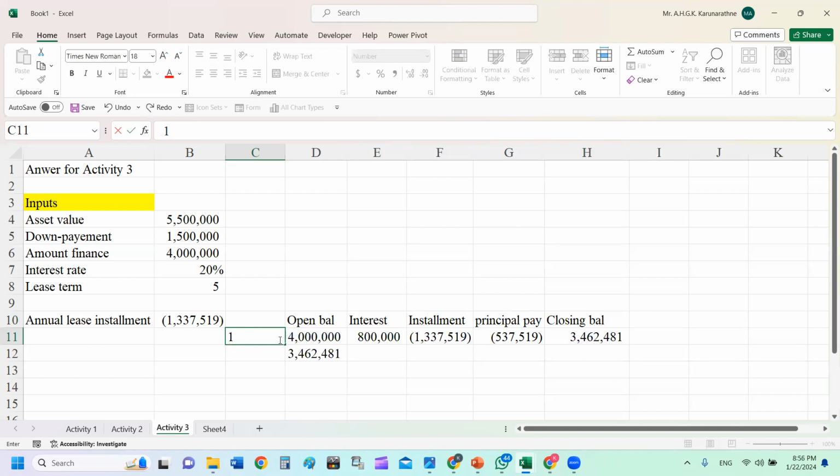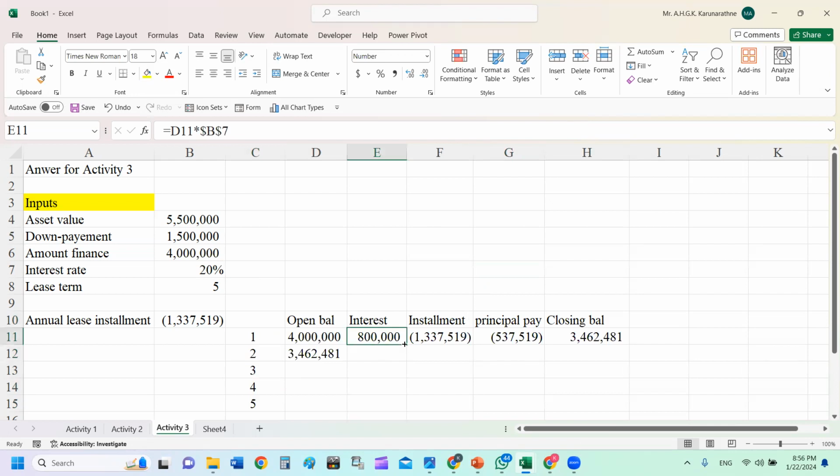Just to show the installment paid for 5 installments, and it got a mid color center color. Okay, then interest, just drag it down.